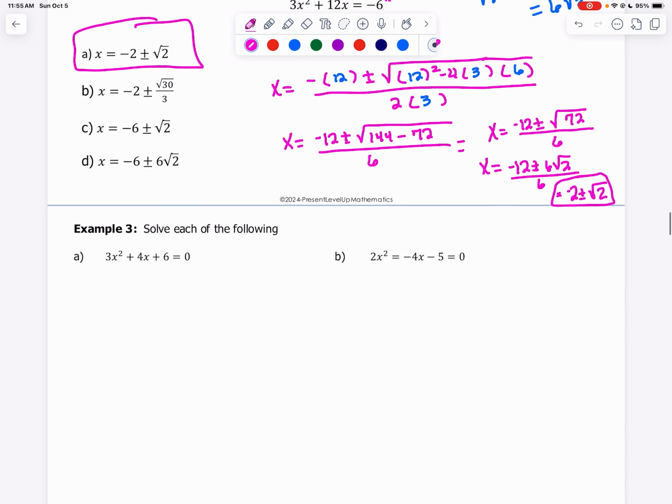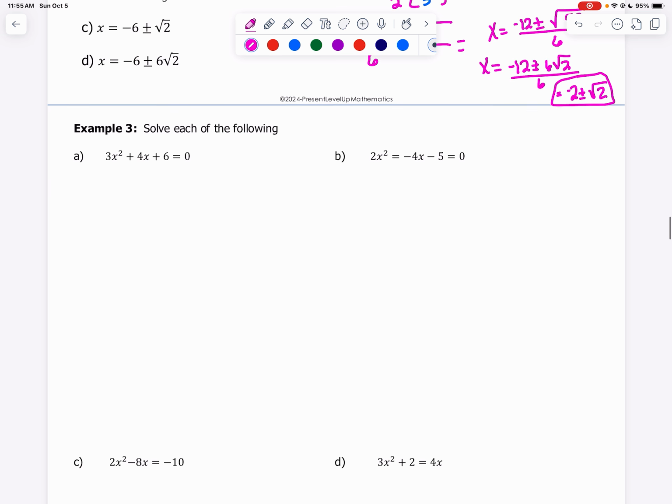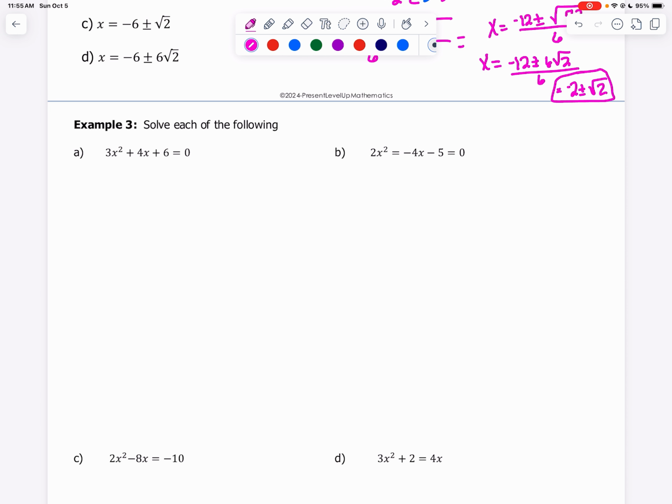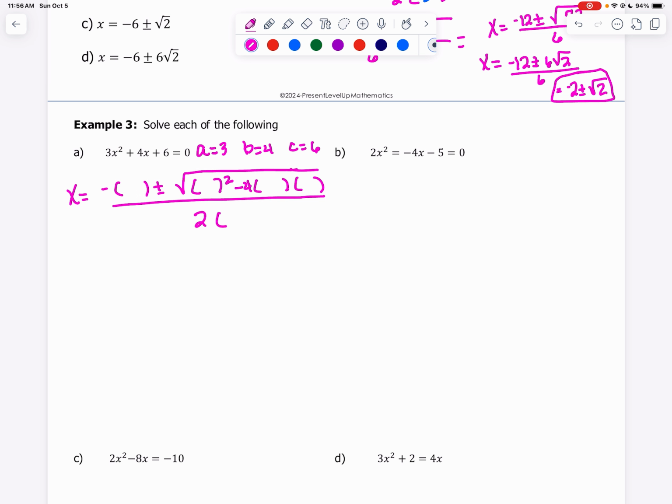All right, example 3. Solve each of the following. Problem A, we have 3x squared plus 4x plus 6. So let's identify our A, our B, and our C. Then I'm going to replace all of the variables with parentheses in my quadratic formula. B squared minus 4 parenthesis, all over 2 parentheses. Then I'll put my B's here and here. My A's will go here and here. My C will go there.